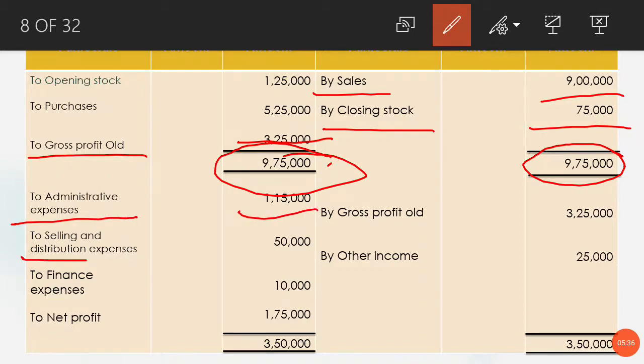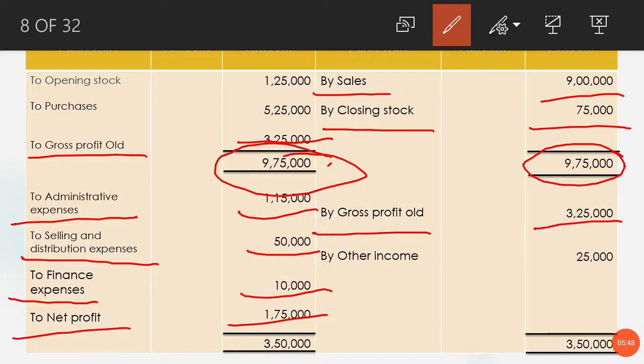To selling and distribution expenses 50,000. To finance expenses 10,000. Net profit 1,75,000. By gross profit b/d 3,25,000. By other income 25,000. Totals on both sides 3,50,000 and 3,50,000.